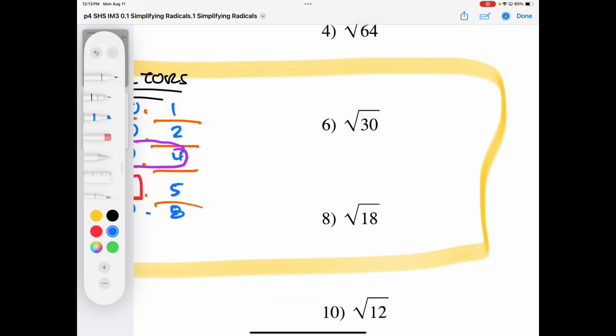With your partner, think of all the factors. Ready, set, go. Michelle, give me a pair. 2 numbers that multiply to be 30. 5 and 6. Joseph.